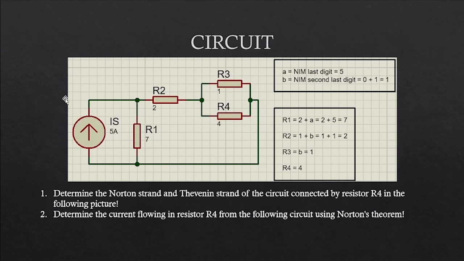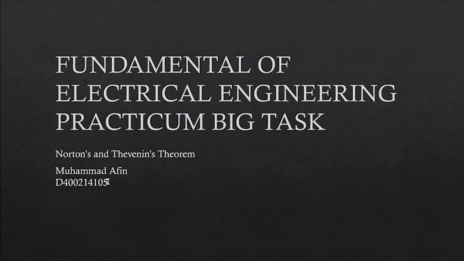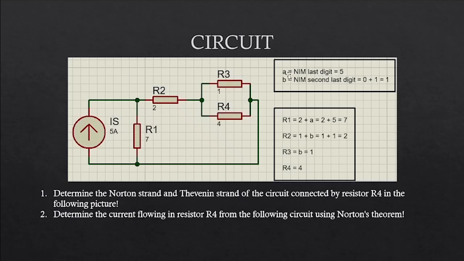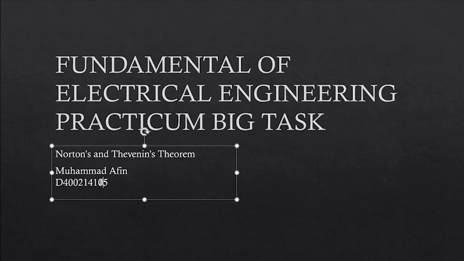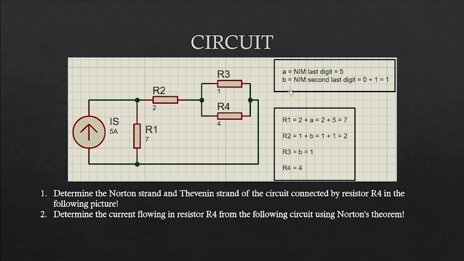Let's get started. The first thing I want to tell you is the value of A and B. Here A is equal to the last digit of my name. The last digit of my name is 5, so we got A equals 5. And the value of B is the second last digit of my name, which is 0. According to the rules, if any of these values is 0, we must add 1. So we add 1 to the value of B, so B equals 1.